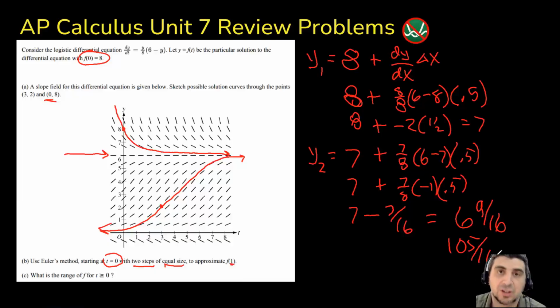Part C, what is the range of f for t greater than 0? So a couple things. T has to be greater than 0. So if we look at the graph of f, f is the solution curve that goes through 0, 8. So that's this one. And it starts at t equals 0 and goes positive. So we only want the range for t greater than or equal to 0. Well, if you look at that, it starts at 8, decreases in a concave up manner, and levels off at 6. So our range would be y less than or equal to 8 and greater than 6.